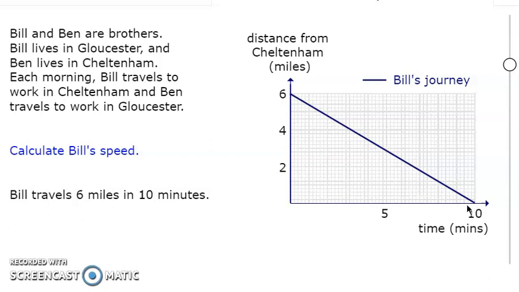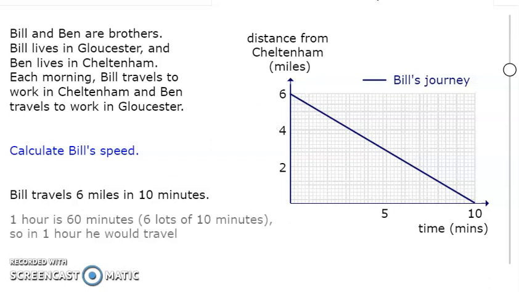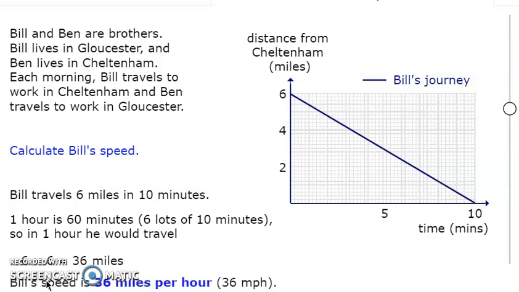Bill travels 6 miles in 10 minutes. You can see here it is mentioned 10 on the graph, and the distance covered is in miles, because here it is mentioned miles. 6 miles in 10 minutes. 1 hour is 60 minutes. So in 1 hour he would travel 6 times 6, that is 36 miles. Bill's speed is 36 miles per hour.